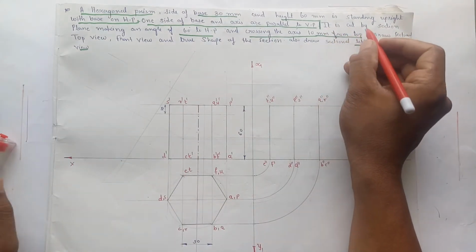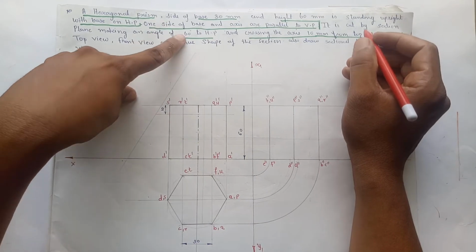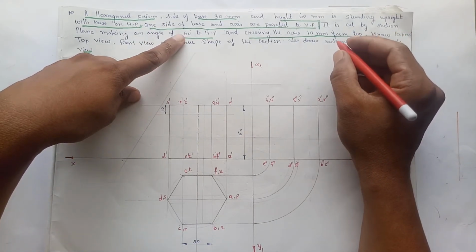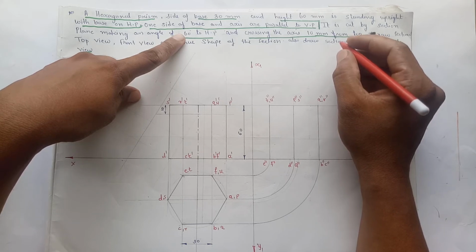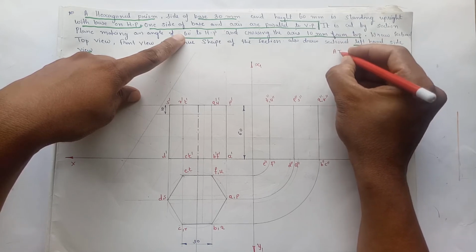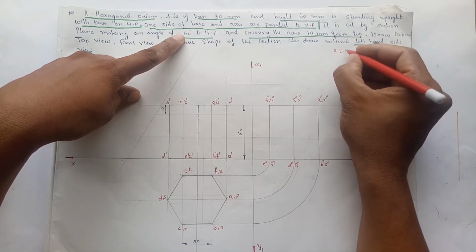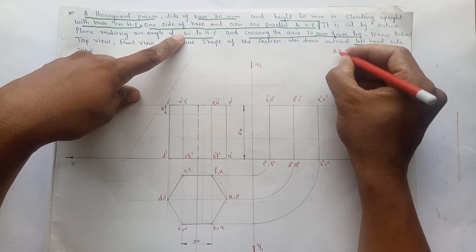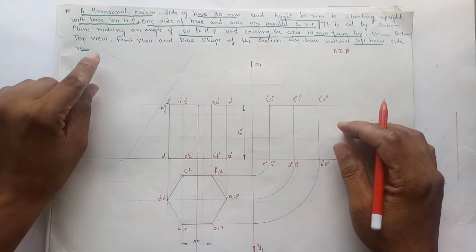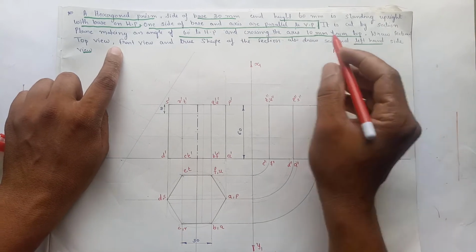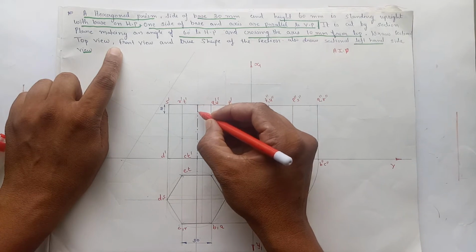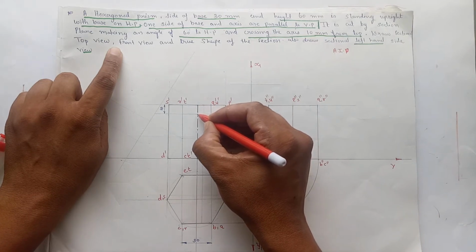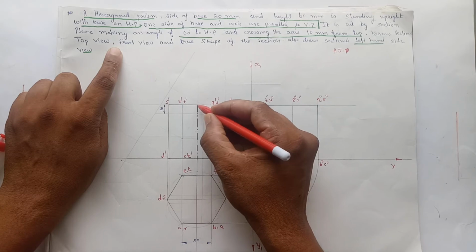Here it is given that it is cut by a section plane making an angle of 60 degree to HP. So the cutting plane makes an angle with the horizontal plane. That means we can say that this cutting plane is an auxiliary inclined plane, and if we have an auxiliary inclined plane, we have to show the cutting plane in the elevation. So it is inclined at an angle of 60 degree to HP and crossing the axis 10 mm from the top. So measure 10 mm from the top, it will cross the axis over here, passing from here 10 mm from the top.